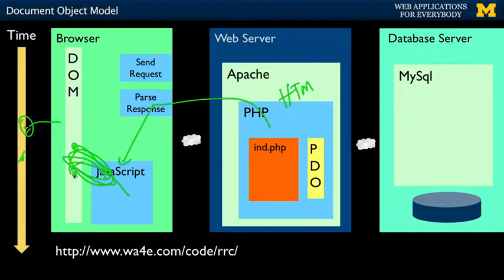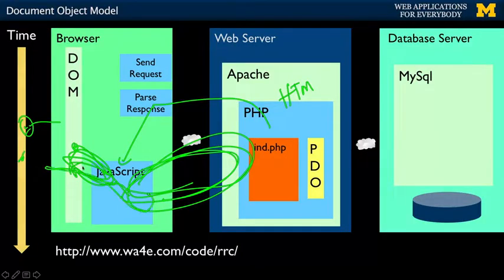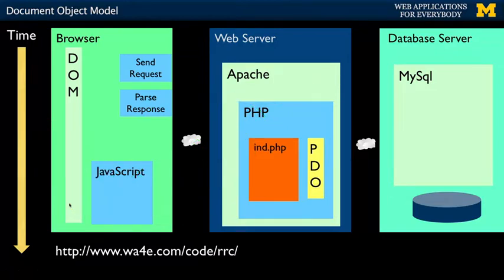Now, in the next few lectures, we're going to come up with all kinds of ways JavaScript's going to talk to the server and then update the document object model. But for now, we're really just going to focus on this bit of code right here, where JavaScript is manipulating the document object model, and not worry about the other cool things that JavaScript can do.